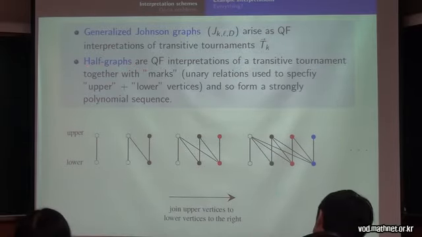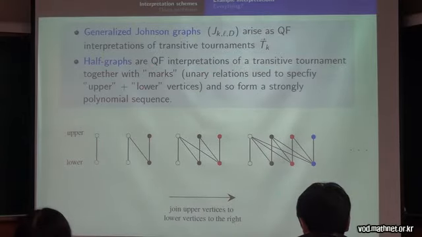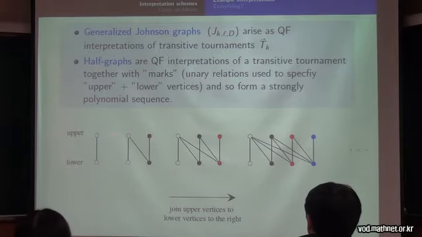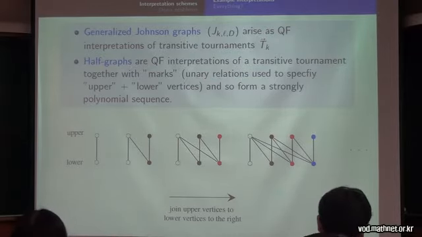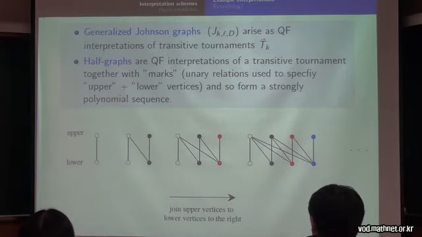And then you get these half graphs, which you can build from a transitive tournament. And then you have two marks telling you whether the vertex is an upper vertex or a lower vertex. So you have two unary relations and the transitive tournament, and then you can describe, using those relations, how to join the vertices together, namely join an upper vertex to a lower vertex if it's to the right. So I join the upper to something immediately below or to the right. And this you can express using this language of transitive tournament with the marks. And so you can build that graph using that structure.